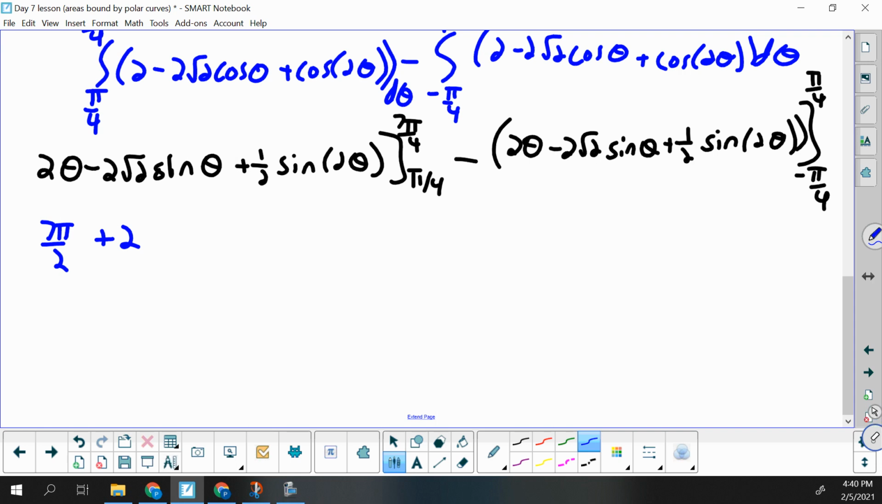If we do 7 pi over 4 times 2, that gives us 14 pi over 4, which reduces to 7 pi over 2. Here's 1 pi over 2, 3 pi over 2, 5 pi over 2, 7 pi over 2. So it's at the same spot as 270, and sine is negative 1 at 270, so we get a negative 1/2.